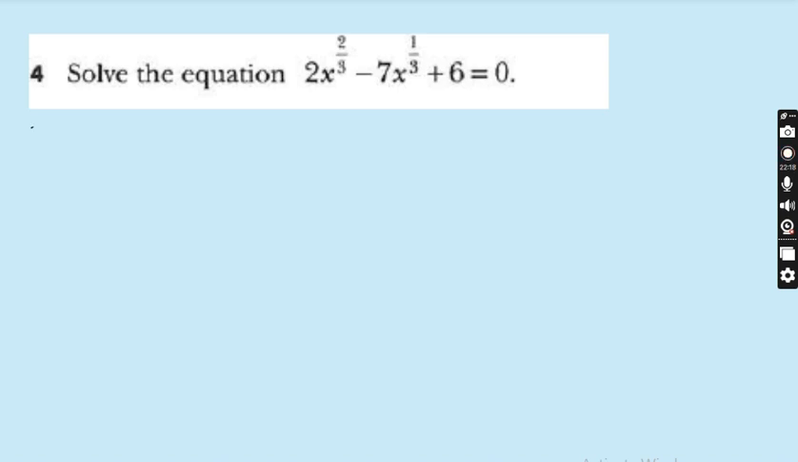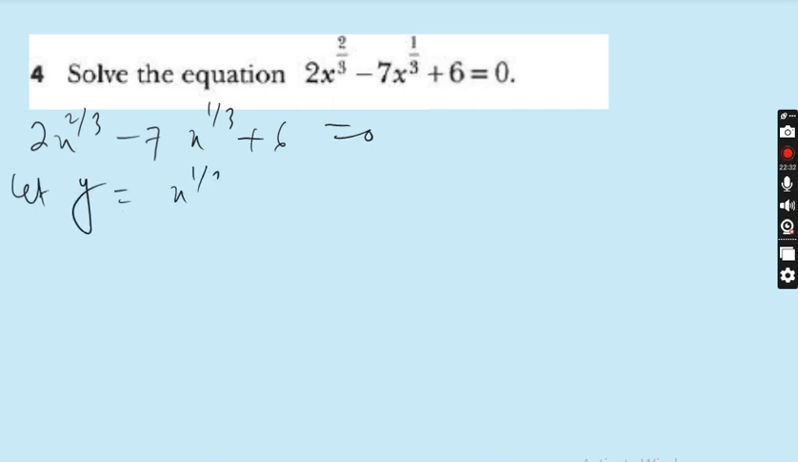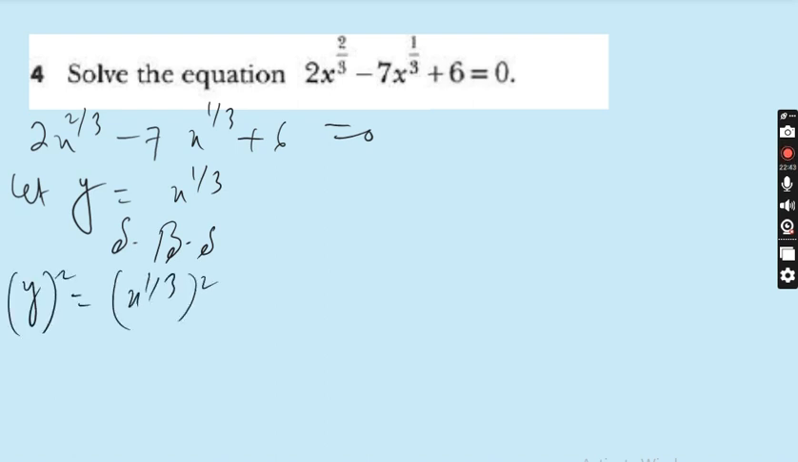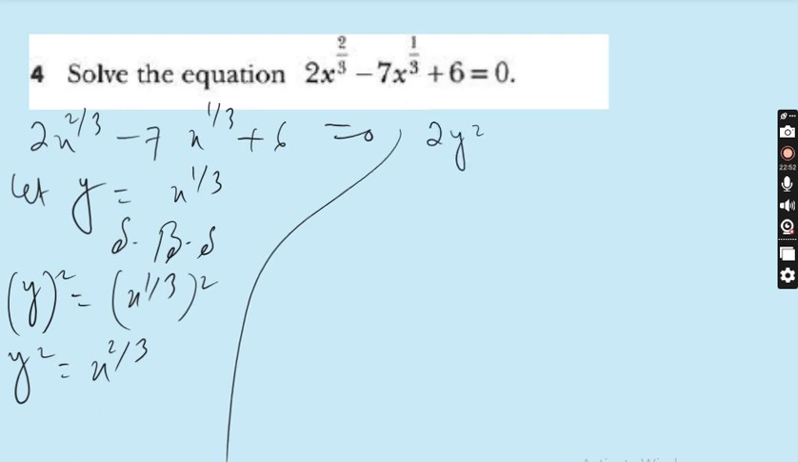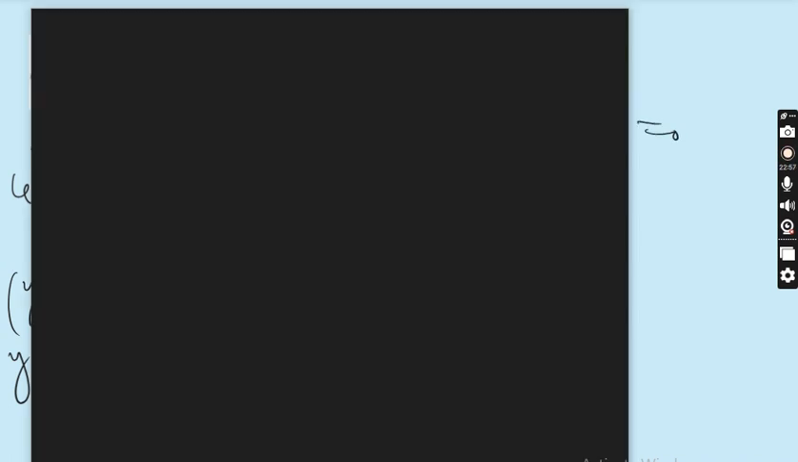Solve the equation 2x to the power 2 upon 3 minus 7x to the power 1 upon 3 plus 6 is equal to 0. Let y is equal to x power 1 upon 3. Squaring on both sides, y square is equal to x power 1 upon 3 whole square, y square is x power 2 upon 3. So the equation becomes 2y square minus 7y plus 6 is equal to 0.